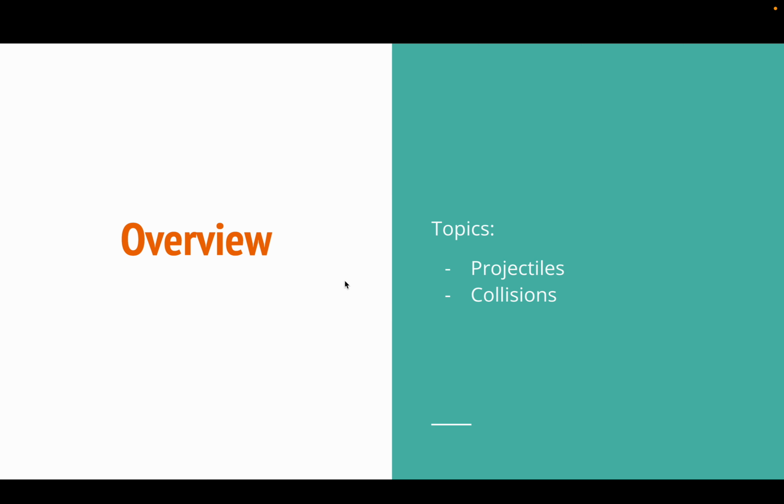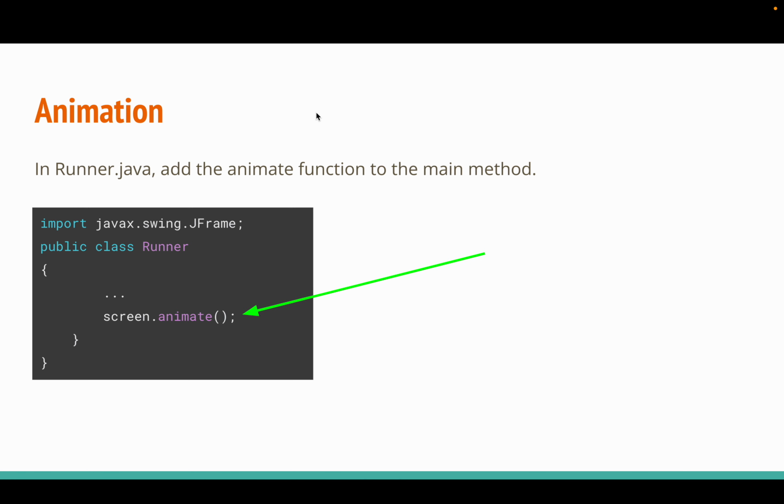All right, now let's dive straight into it. We have an overview. We're going to be talking about projectiles and collisions today. So briefly, just so we can make sure everything runs properly, I want you guys to go to Runner.java, go to the main method, and add the animate function. So screen.animate. You can just pause right now and do that quickly.